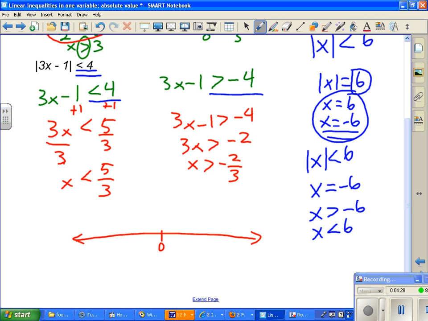Now I graph it, so I mark 0. I got to go to 5/3, which is 1 2/3, so I'll make sure I note that. 5/3, it's an open circle. And x is less than that, so we're going this way. Next is greater than negative 2/3. Well, that's obviously right here. And x is greater than that number. Open circle, because it's not equal to. And our answer is in between there. Okay?